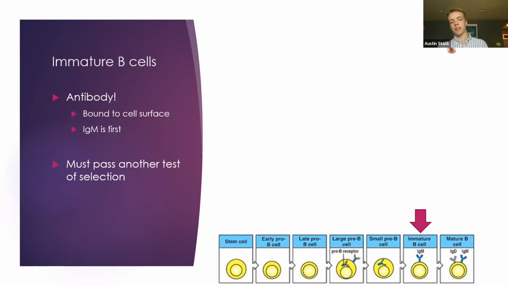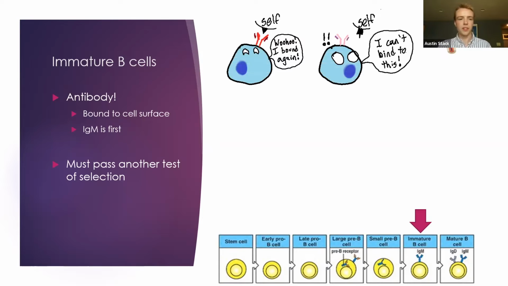And these antibodies are actually bound to the cell surface at this point, and they're all IgM. So there are many classes of antibody, but IgM is the first that comes out. And we are still in the bone marrow here. And it's time for another round of selection. So in this case, we're in the bone marrow and we're showing self-antigen. And this B cell is very happy because it was able to bind again. And based off of positive selection, the one that binds to antigen gets to move on and mature.